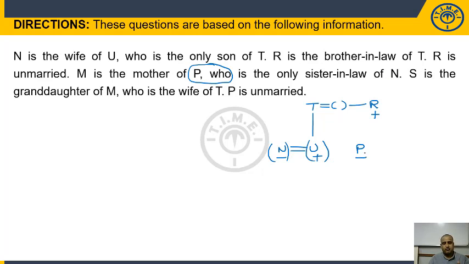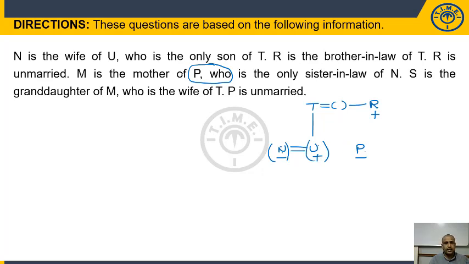What do you mean by sister-in-law? Spouse's sister, or wife's sister, or husband's sister. It could be N's spouse's sister, or N's brother's wife. In both cases it is possible, right? Sister-in-law relationship. So P is the only sister-in-law of N. Whether it is used as sibling or not, that I don't know. So let's keep it aside.